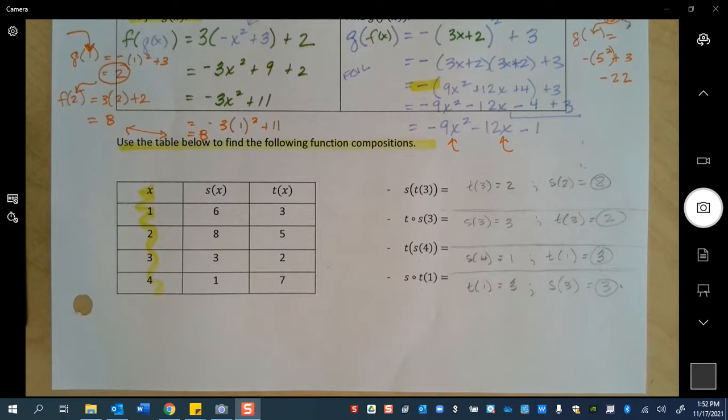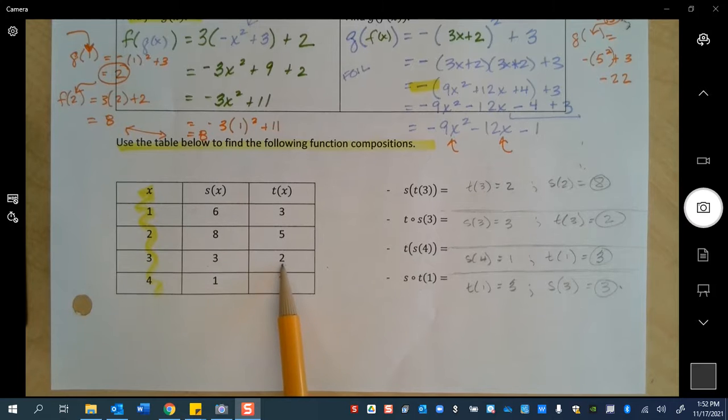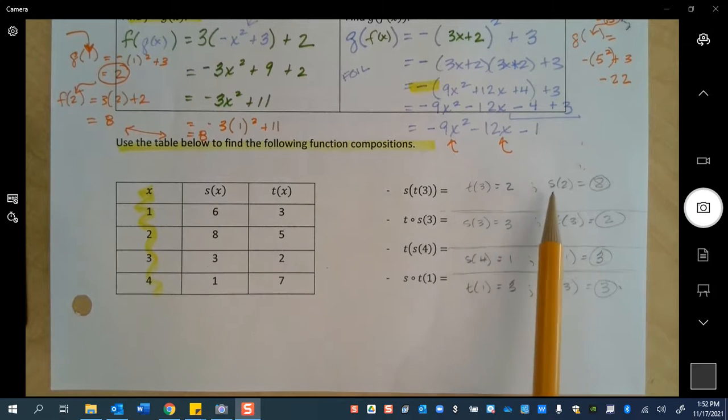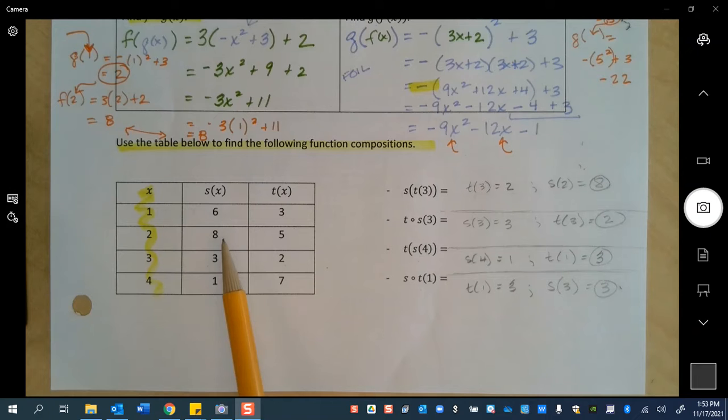All right, so check it out. With each of these values, you start on the inside. This is the inside, so 3 goes into T. So my input of 3 on my T function gives me an output of 2. That means that that output is the input of S. So S of 2, 2 going into S, gives me 8 as an output. Your function notation is super important because it helps you keep track of what inputs and outputs you're dealing with. Sound okay?